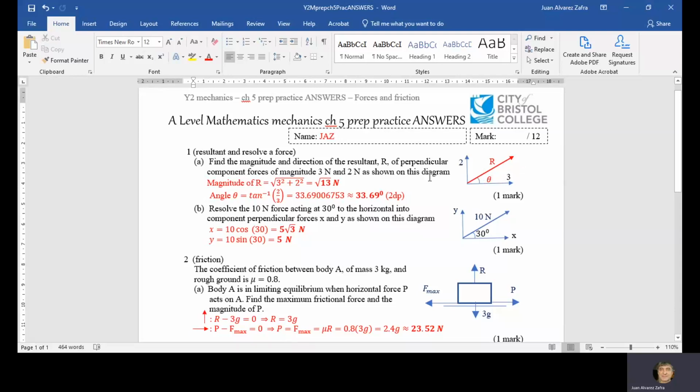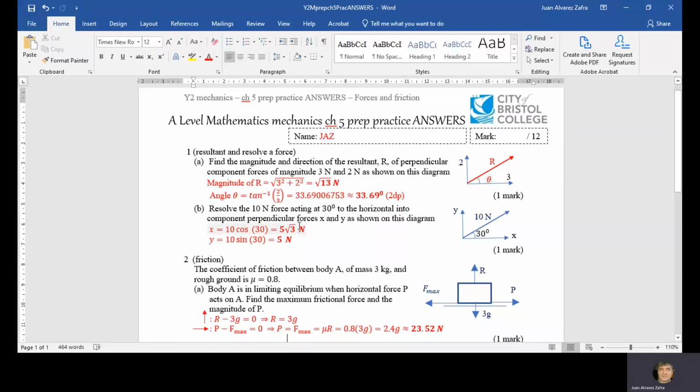So by Pythagoras, the resultant of these two forces, because they're perpendicular to each other, is going to be 3 squared plus 2 squared, square rooted. So it's going to be root 13 newtons. And then the angle is going to be inverse tan of the opposite over the adjacent, so 2 over 3, which is inverse tan of 2/3, which is about 33.69 degrees.